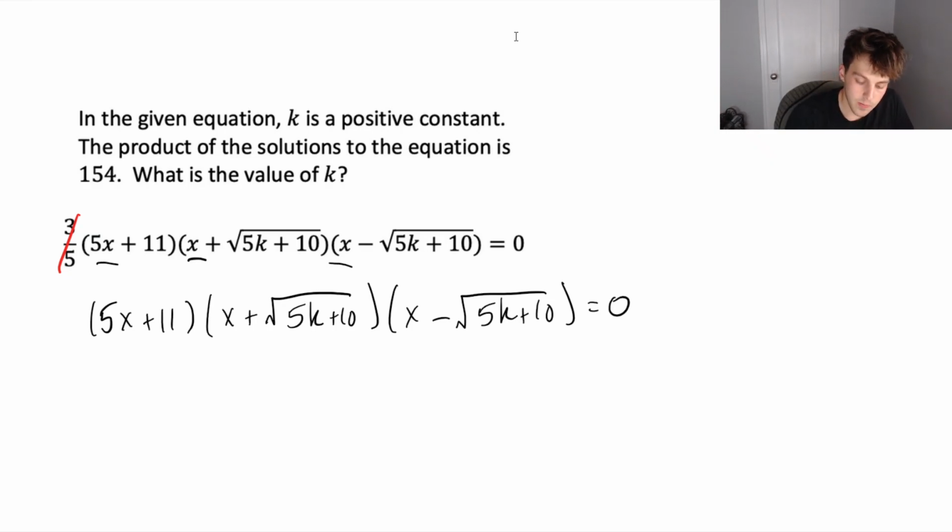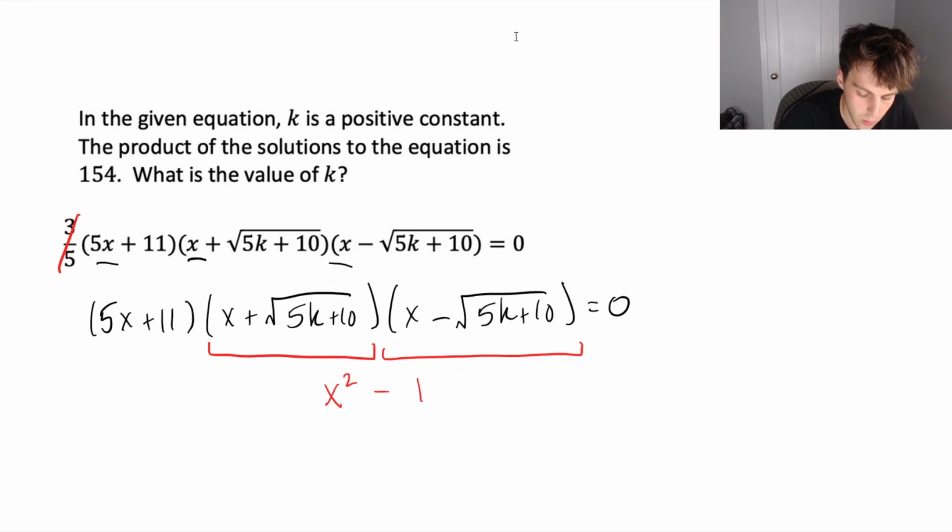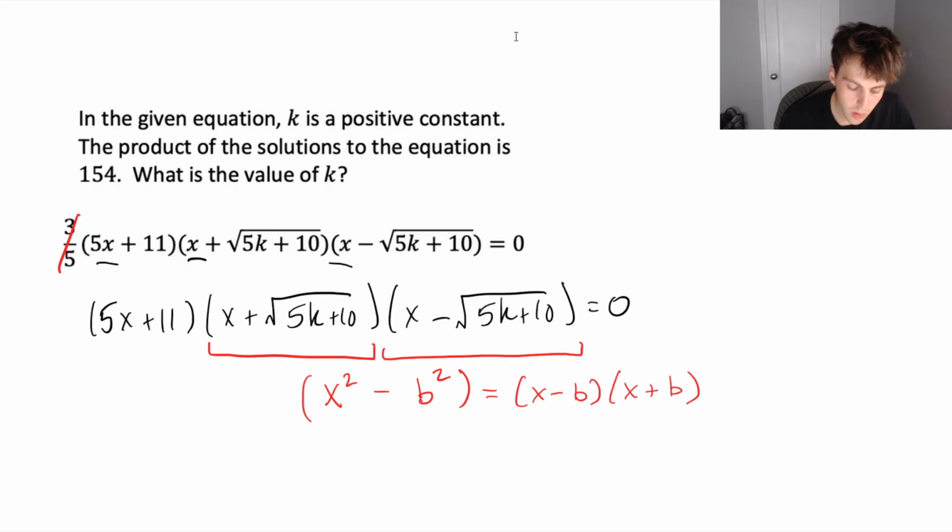What you should notice is that this is actually a difference of squares. Our second and our third term here is the expanded form of x squared minus, let's call it b squared. Because we know x squared minus b squared is going to be equal to x minus b times x plus b.